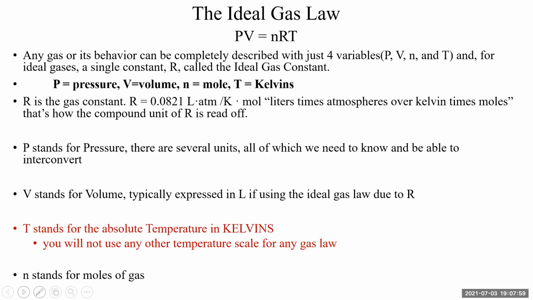So the ideal gas law: pressure times volume equals moles of gas times the gas law constant R times temperature in kelvins. This is the ideal gas law or the ideal gas equation. PV equals nRT. Any gas or its behavior can be completely described with just four variables. P stands for pressure, V stands for volume, n stands for moles, and T stands for the temperature, but the temperature must be in units of Kelvin.